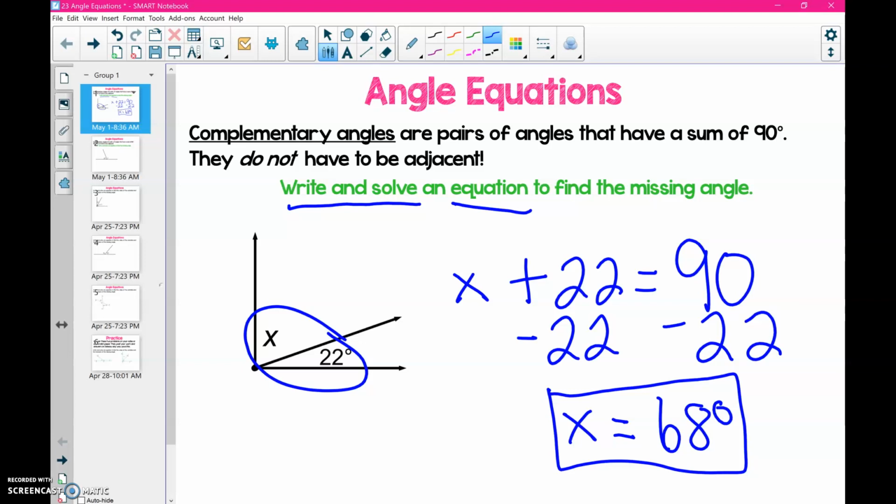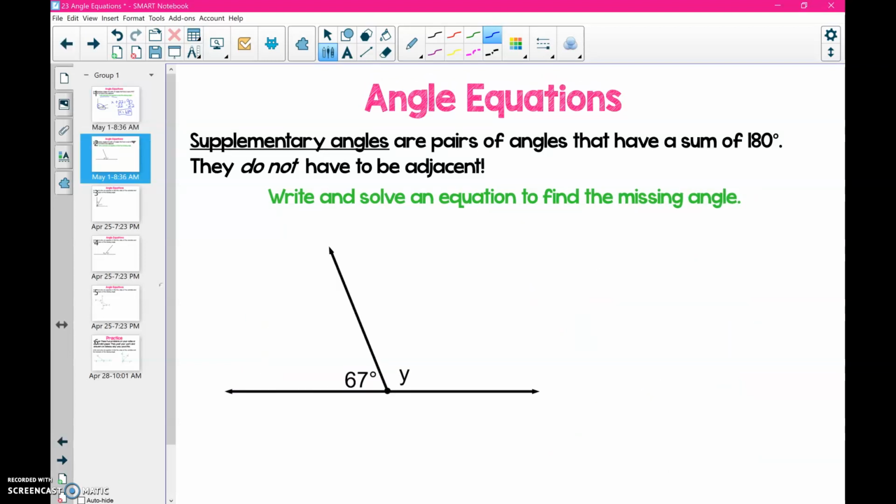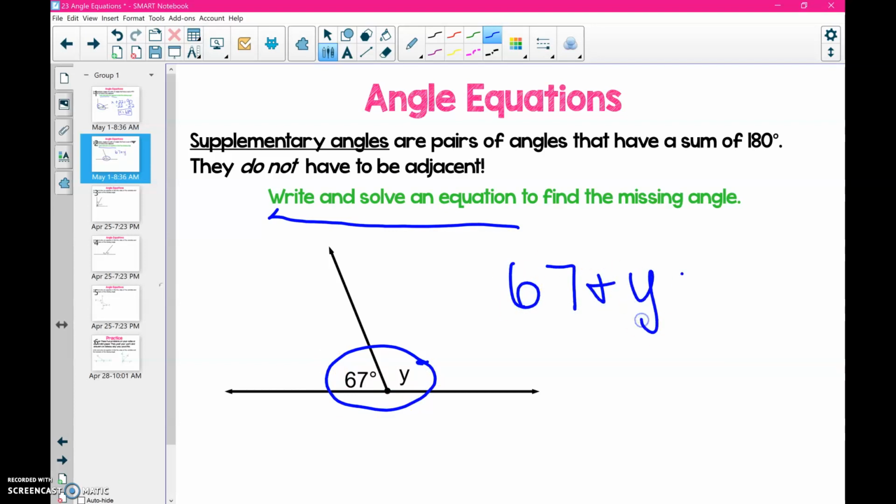Let's try one more. So this one is about supplementary angles. Remember, those add up to 180 degrees. Again, they do not have to be adjacent necessarily, but we're focusing on this part right here of writing and solving an equation. And so when we look at these, they're going to create that supplementary angle of 180 degrees. So we know if we take 67 and y together, they will create that 180. So we're going to add those together and write our equation.